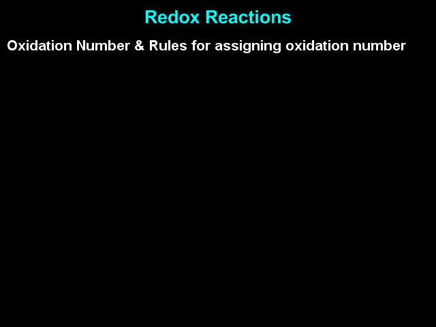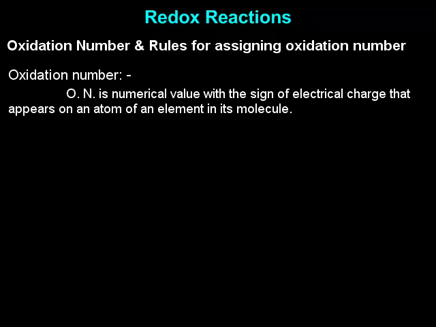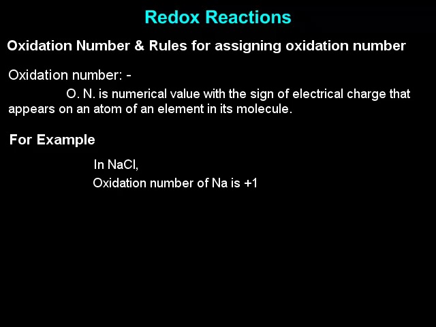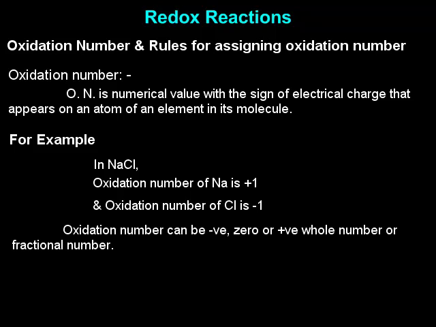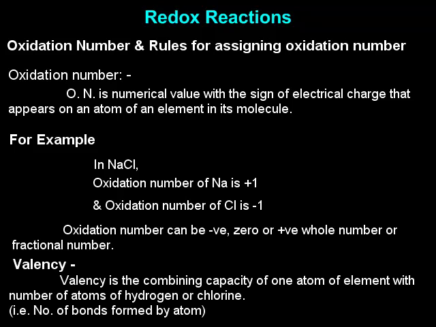Oxidation number and rules for assigning oxidation number. Oxidation number. It is the numerical value with the sign of electrical charge that appears on an atom of an element in its molecule. For example, in NaCl, oxidation number of Na is +1 and oxidation number of Cl is -1. Oxidation number can be negative, 0 or positive whole number or a fractional number.